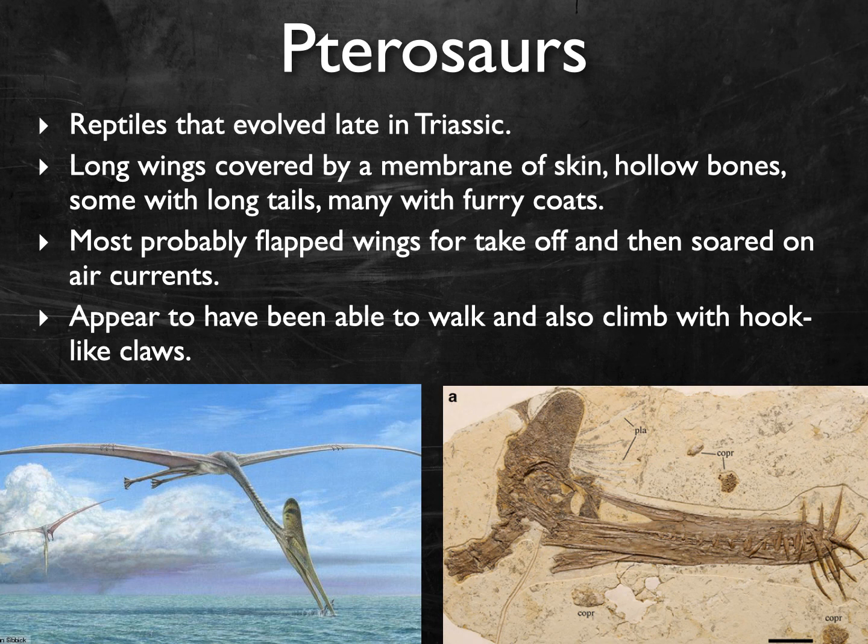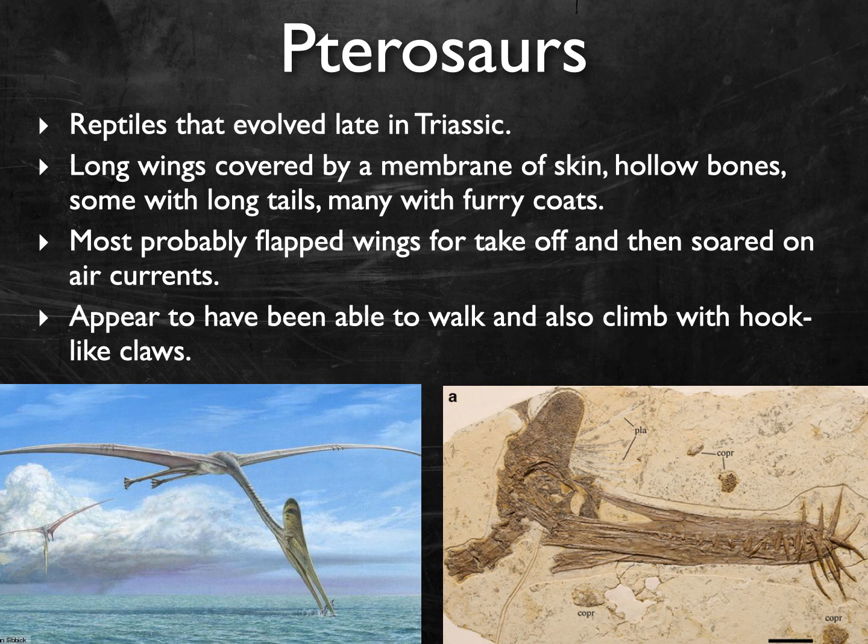Well, they had these long wings covered by a membrane of skin, not feathers. They had hollow bones like birds do. Some of them had really long tails. Many of them had this sort of furry coat. The hair that they had was made up of this stuff we call pycnofibers. It was hair-like, but it doesn't share a common ancestry with mammalian hair. So their hair was not similar to our hair. It was a different evolutionary path that gave them this hairy-like covering.